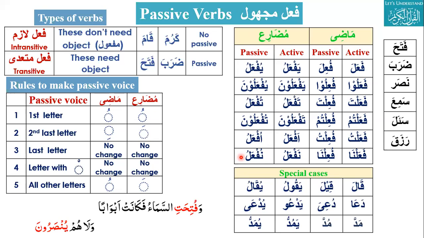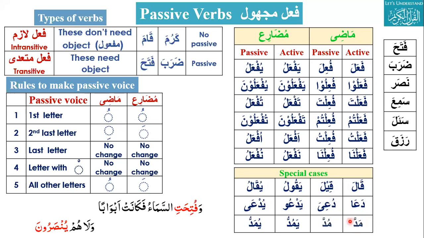So there are some special cases. Qala becomes qila in the past, and yaqulu becomes yuqalu. So this is different from these normal cases. Similarly, da'a becomes du'iya in the past, and yad'u becomes yud'a.